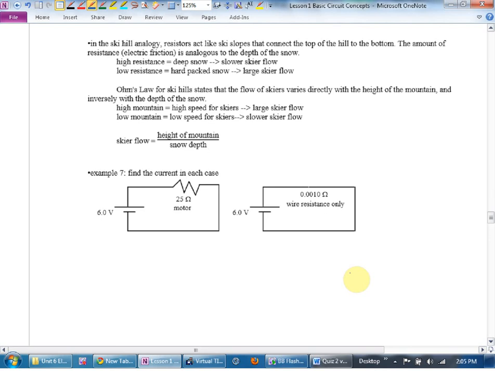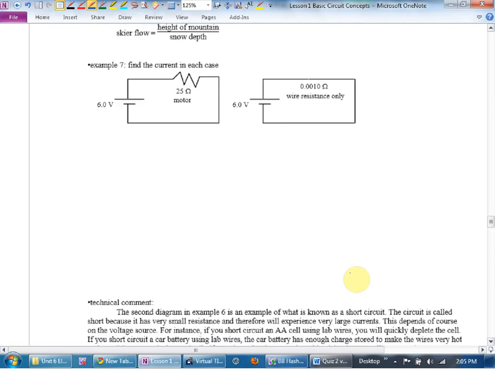Example 7. It says, find the current in each case. So the current is going to go this way. How many volts do the charges have right here? They just got off the chairlift. How high are they? 6. When they get back to here, how high are they? 0. So where did they lose that height? How high must this little ski slope be? Yeah, and we would say it's a voltage drop. You could say it's -6 volts. We're just going to say this is 6 volts. We lose 6 volts. And Ohm's law says V equals I times R.